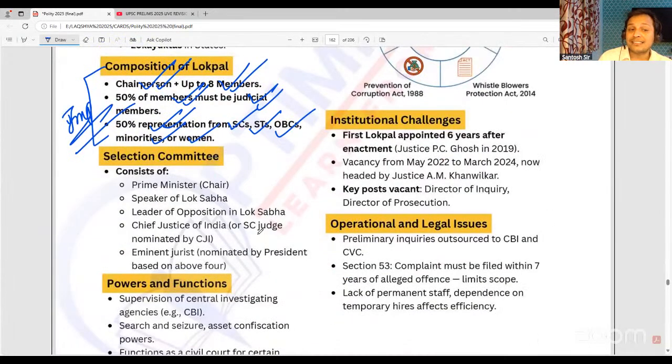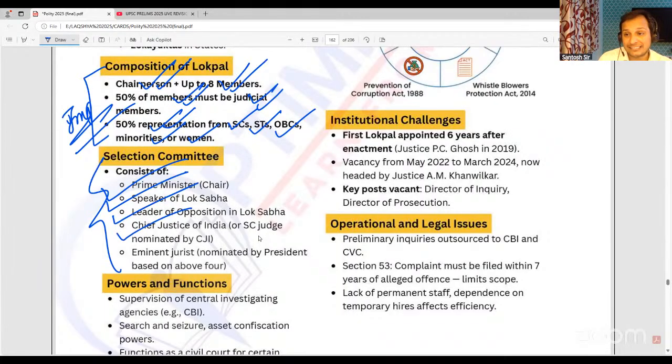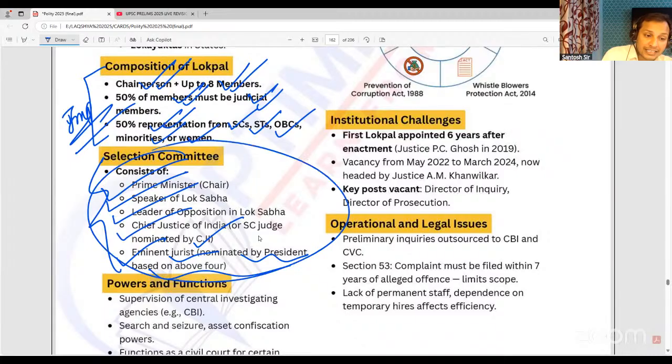Next, what is the selection process of Lokpal? We have a selection committee. We have the Prime Minister, the Lok Sabha Speaker, then the Leader of Opposition in Lok Sabha, then the Chief Justice of India or a Supreme Court judge nominated by CJI, and then one eminent jurist nominated by the President. This is the selection committee.